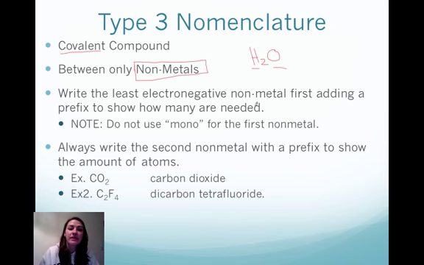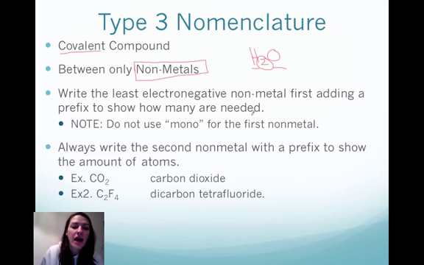So how you're going to write these is you're going to write the least electronegative nonmetal first, and then you're going to add a prefix to show how many are needed. For example, your least electronegative element for water is going to be H, hydrogen, and then you're going to add your prefix based off of this subscript. There are two hydrogens, so it'd be dihydrogen. Something we're going to be aware of is we're not going to write mono for the first element. So carbon dioxide, which we all know, we're just going to call carbon dioxide. We're not going to call it monocarbon dioxide.